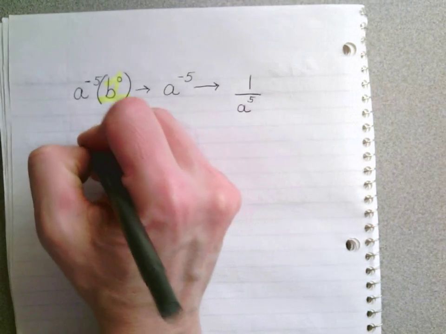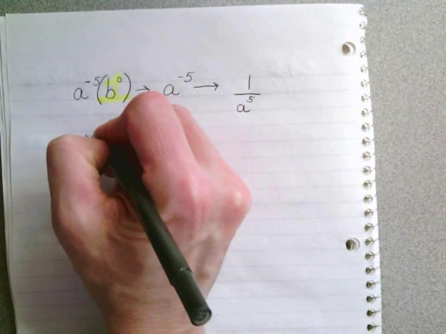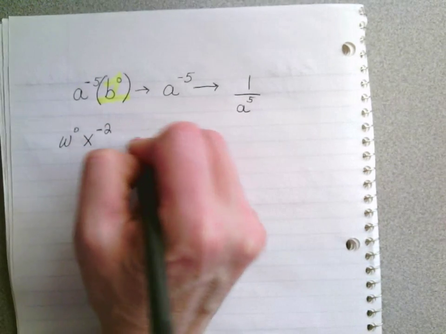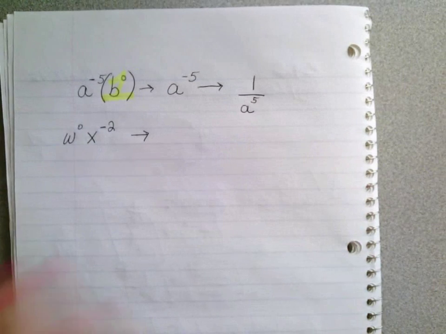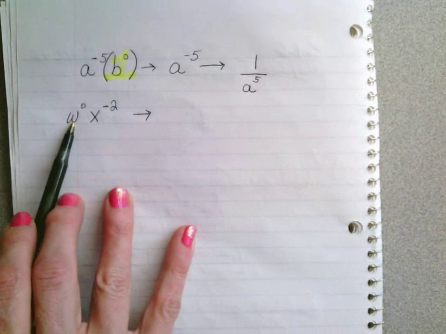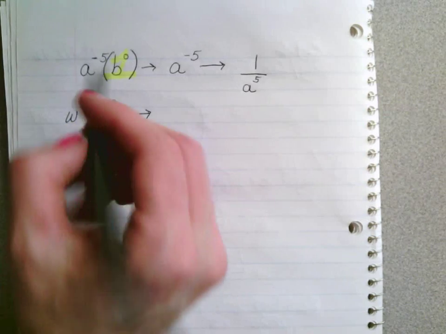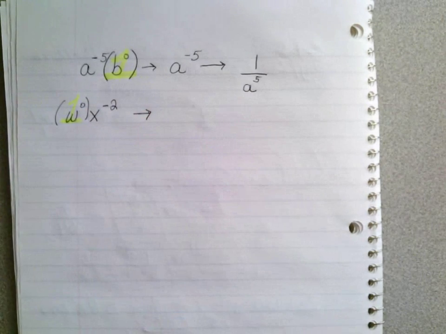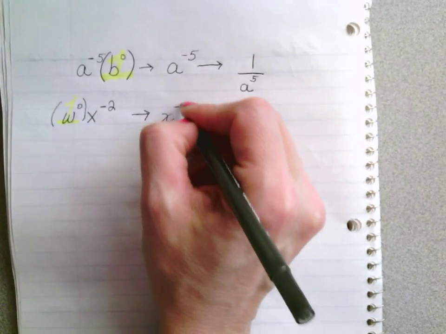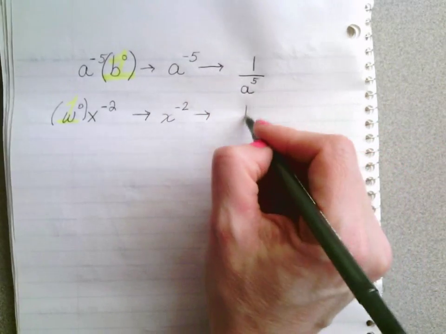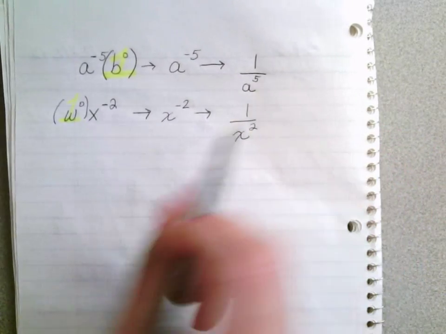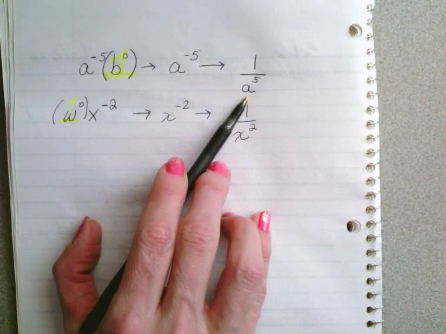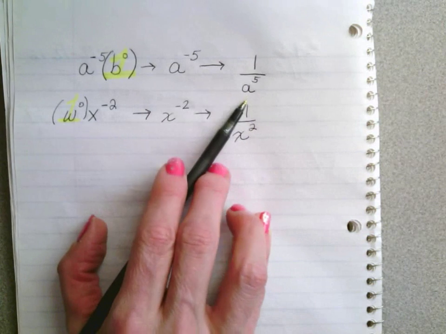Or how about this? W to the 0, x to the negative 2. What happens to the W to the 0? What does it become, class? A 1. Which, breaking it down, means it's now 1 times x to the negative second, which becomes 1 over x squared. Taking your negative exponent, rewriting it as the denominator of a 1 with a positive exponent. 1 over x squared.